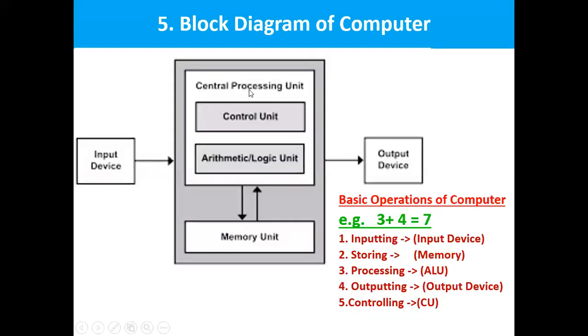Next one, the block diagram of a computer. Here all the functional units are described. We have the input devices and the CPU, central processing unit, which has two functional units internally: one is the control unit, another one is the arithmetic and logic unit. And we have a memory unit, that is the external unit. Then we have an output device, that is the output unit.